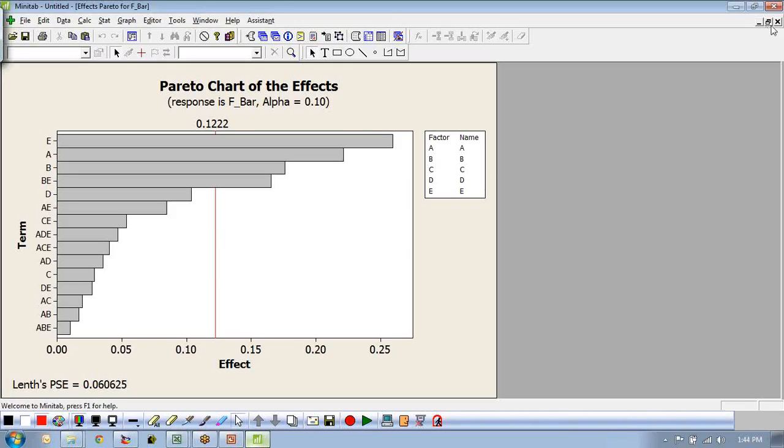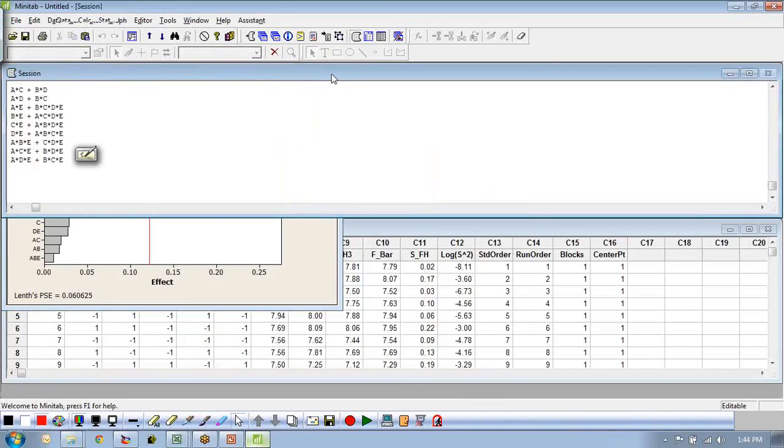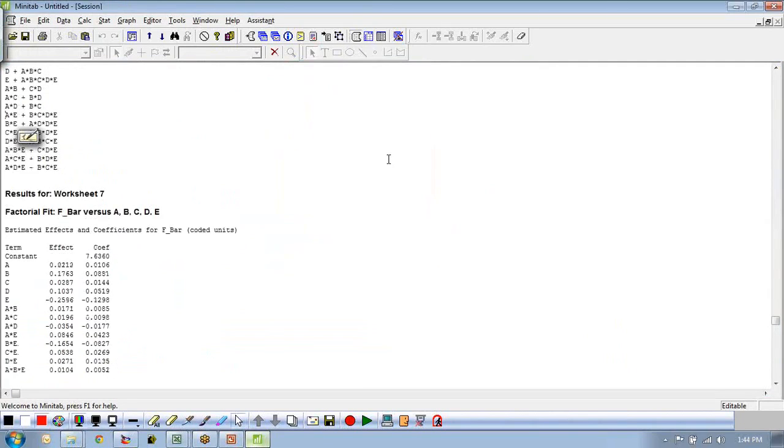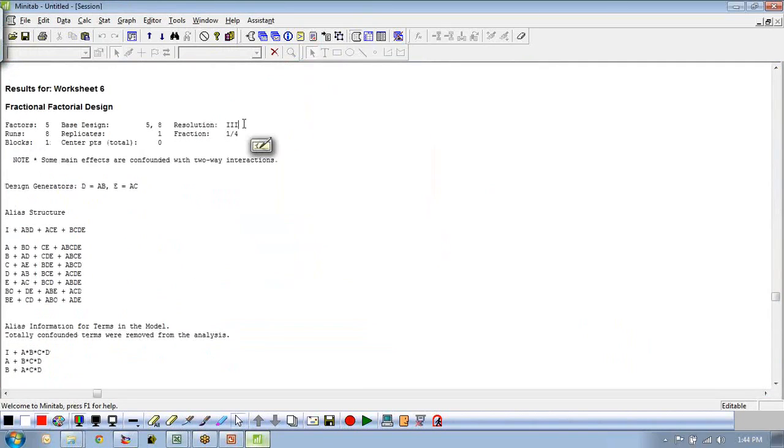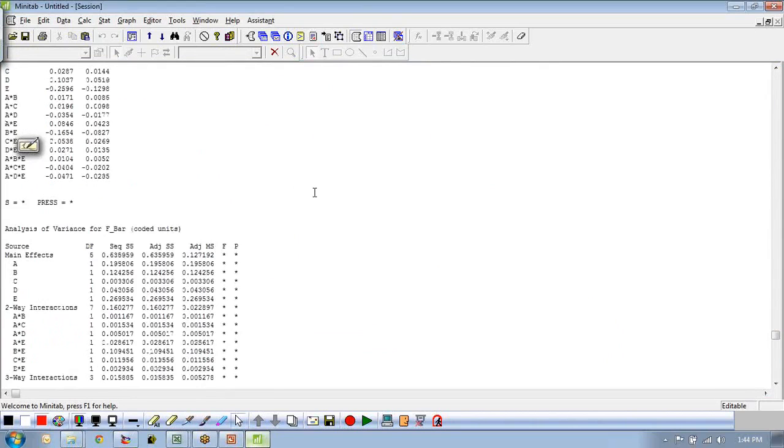Now it's interesting, it's asking for the resolution of the design. You should be able to go up to the session window and see, for example, what the resolution of the design is. Ooh, that's not that one.